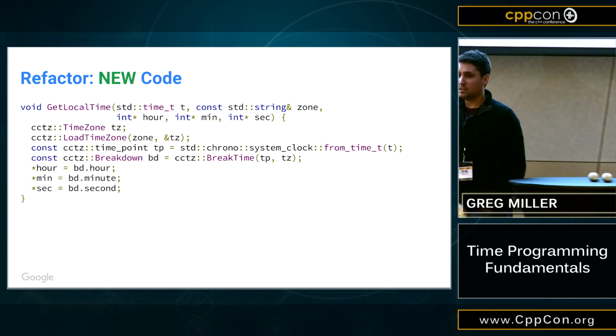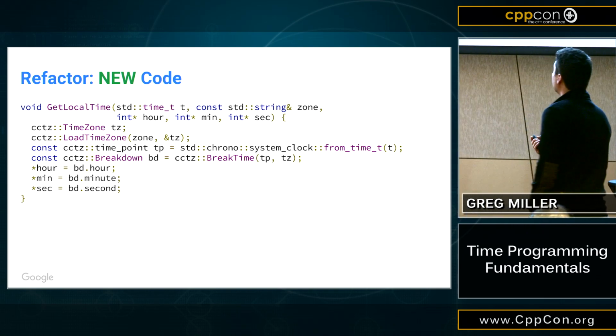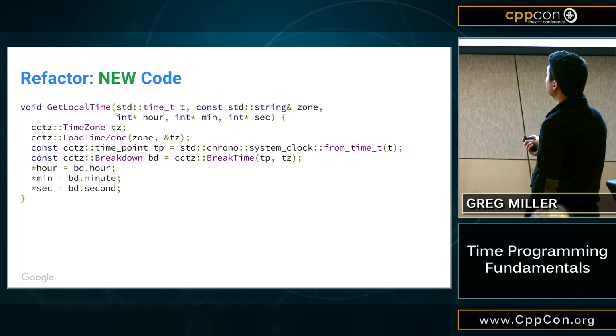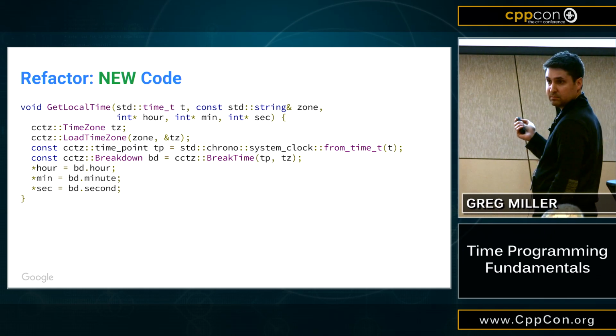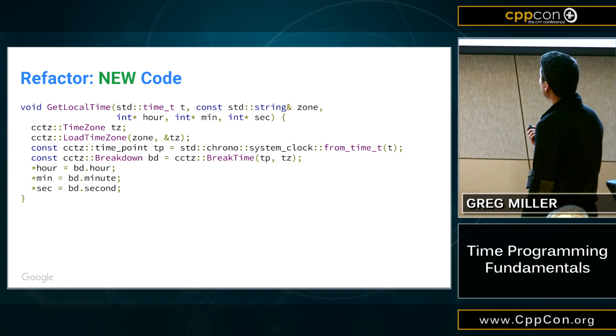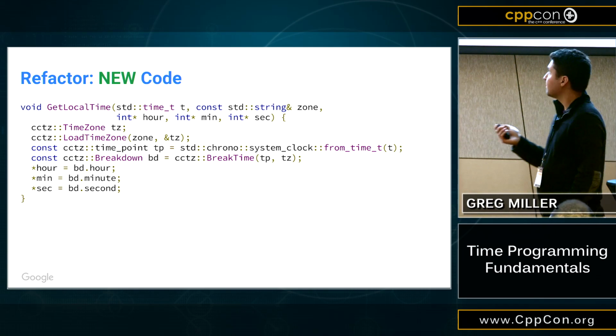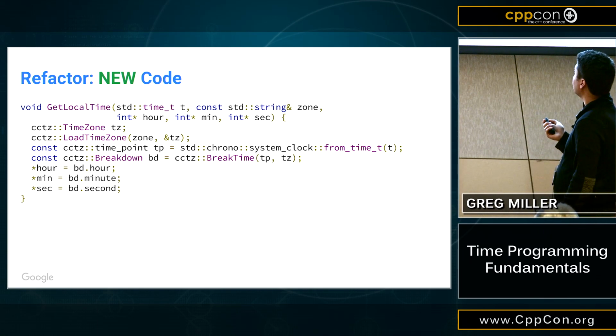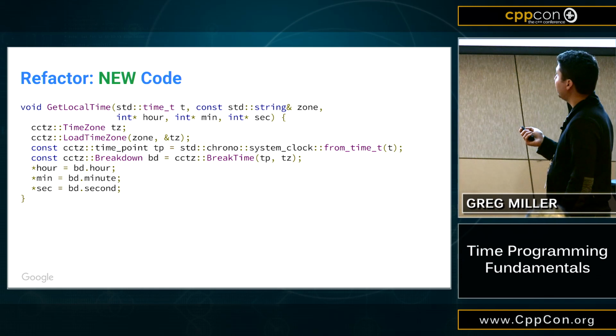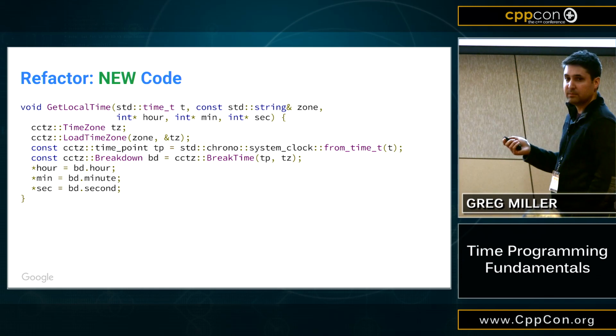So using CCTZ, here's what the code would look like. Since I'm given a time zone string, I would just declare a time zone and load up the time zone that I was given, that was passed here. Then I'll take this time t I was given, and I'll use std::chrono system clock from time t, and I'll make a time point that corresponds to that argument. Then the real work comes by just calling this one function, break time. I break down that absolute time in the time zone, and I get a breakdown. Then I just assign the hour, minute, second here.